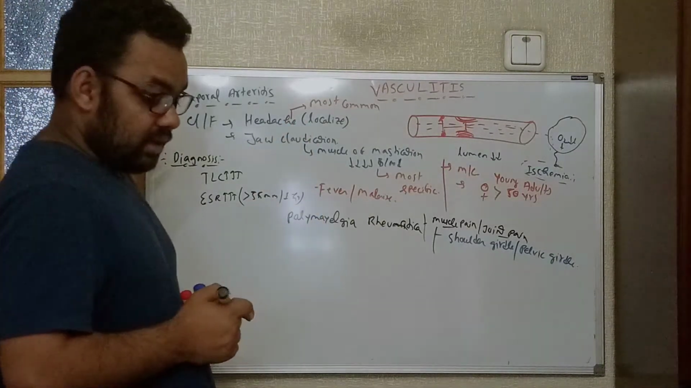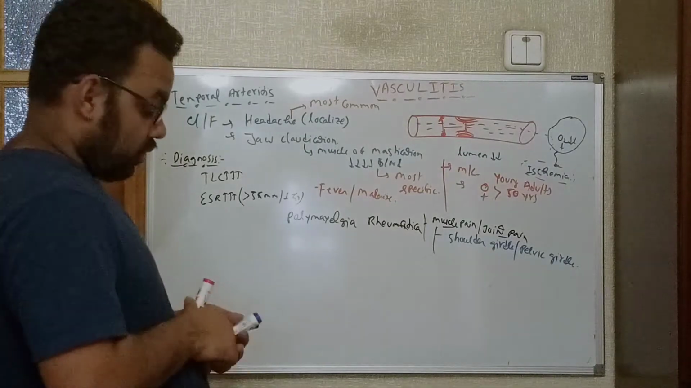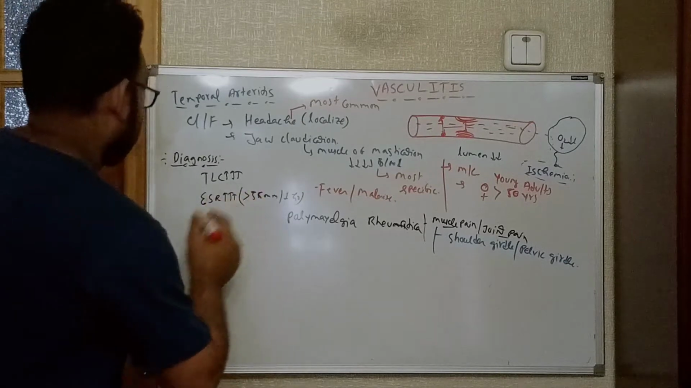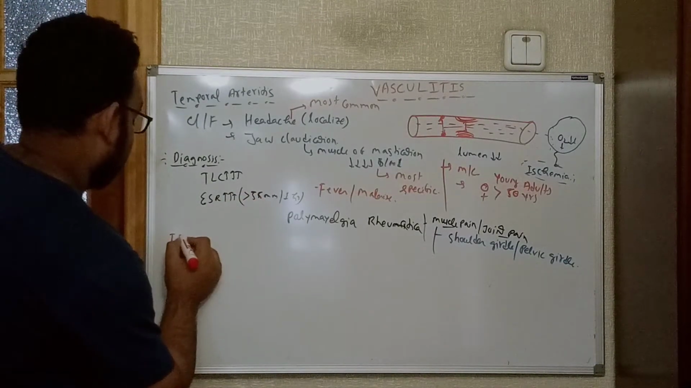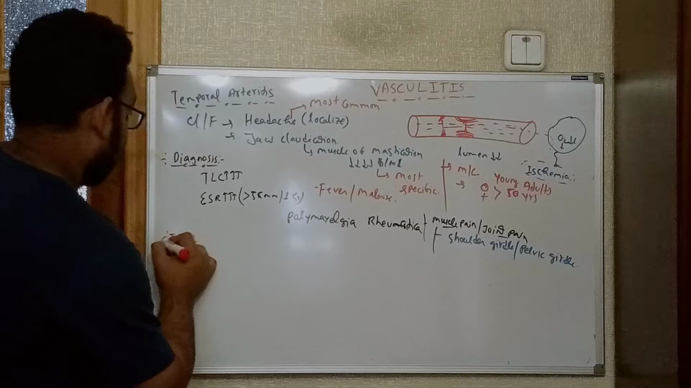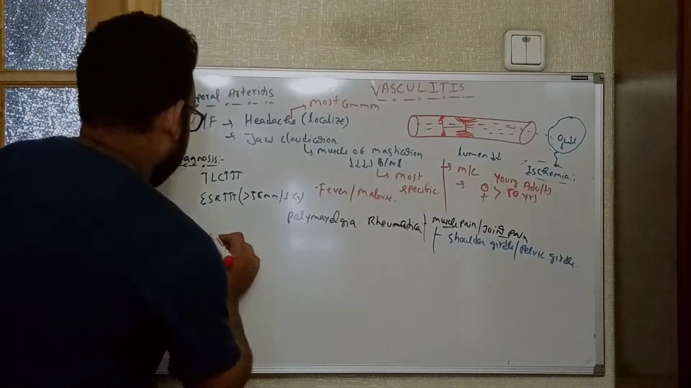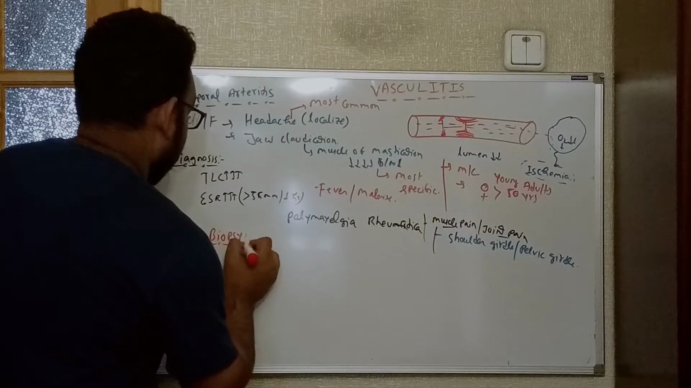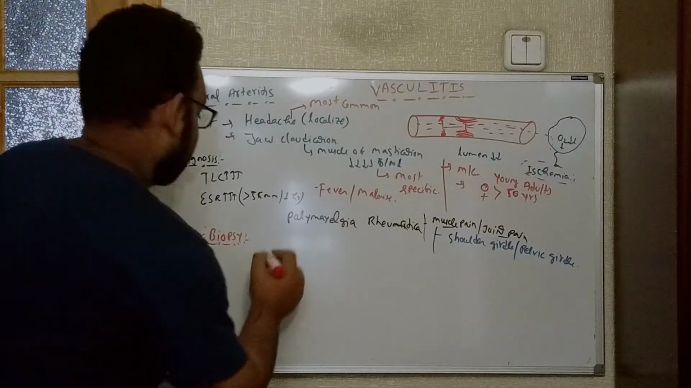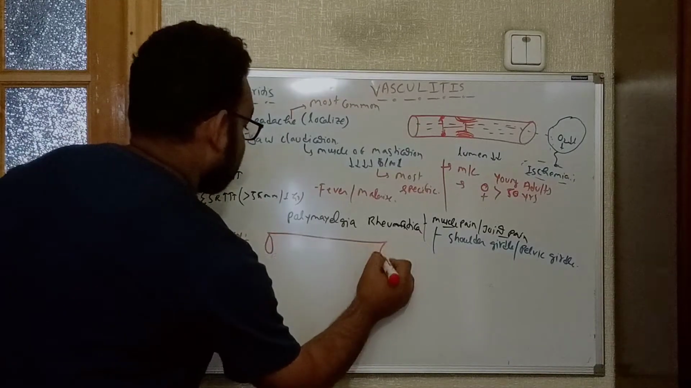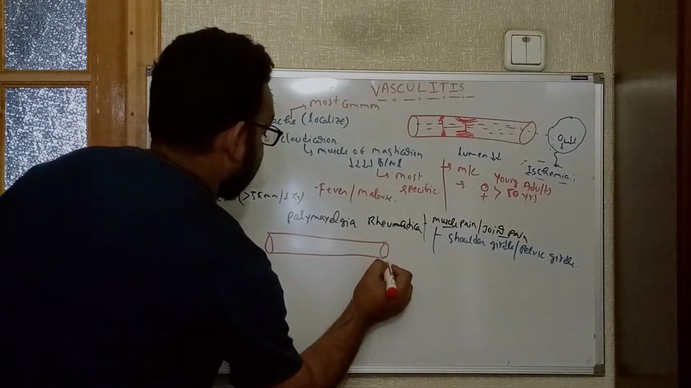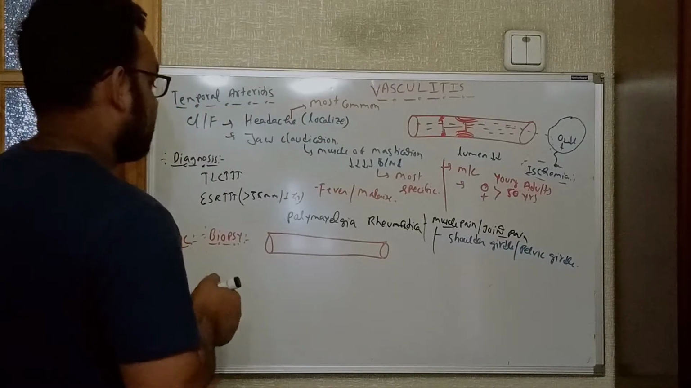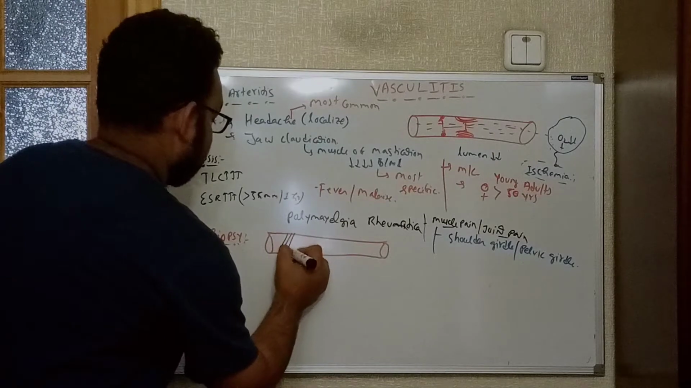Now, how can we do the investigations, the diagnosis? In terms of the investigation of choice, the best one we can do is the biopsy. Now for example, say this is the temporal artery. The inflammation over here will be in a patchy fashion, just like this, in the patchy fashion.